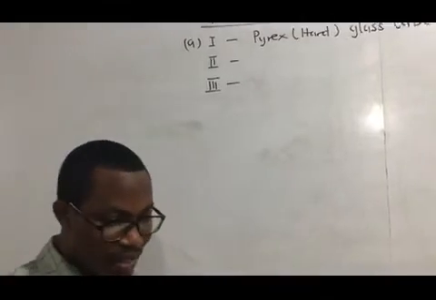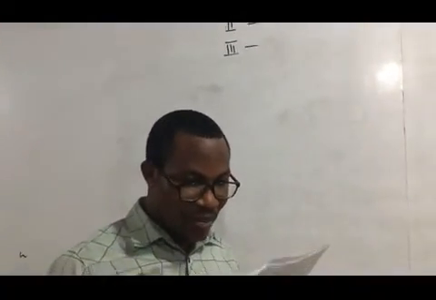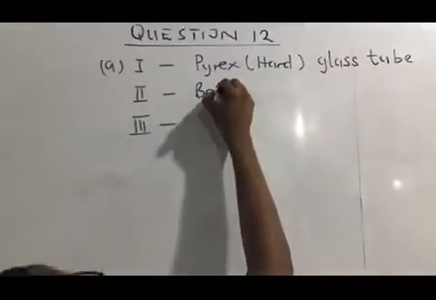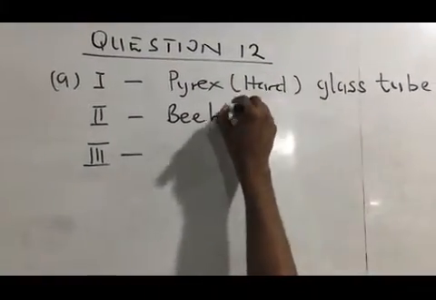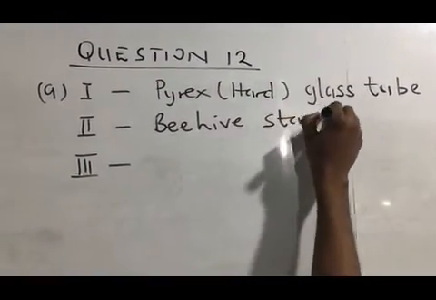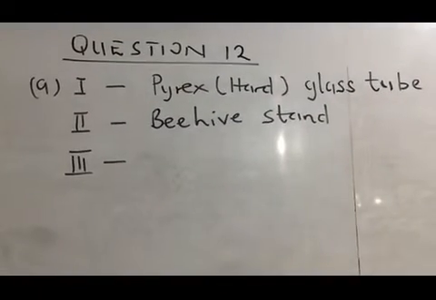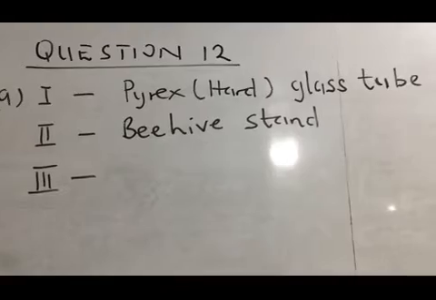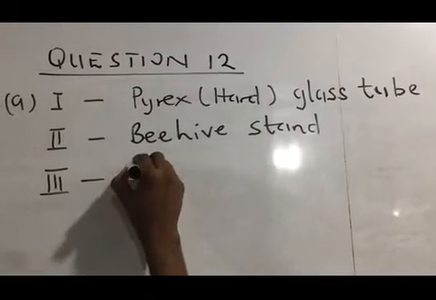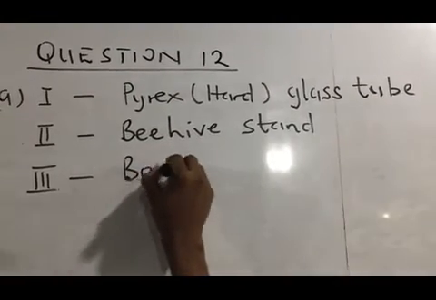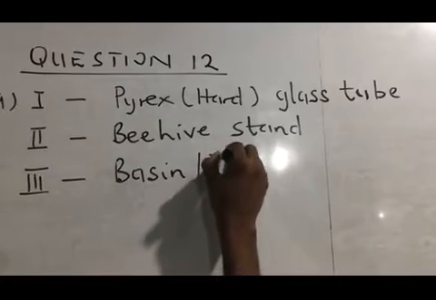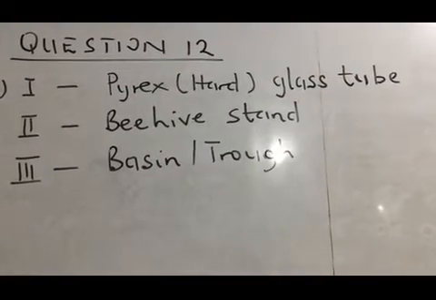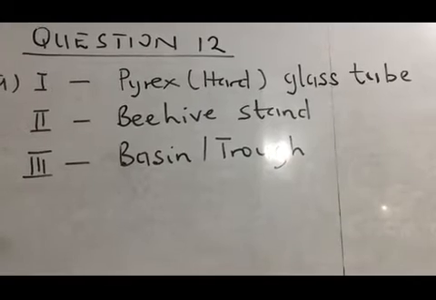And then the part labeled II is the beehive stand. And then the part labeled III is the trough or basin. Okay, so that is for A.